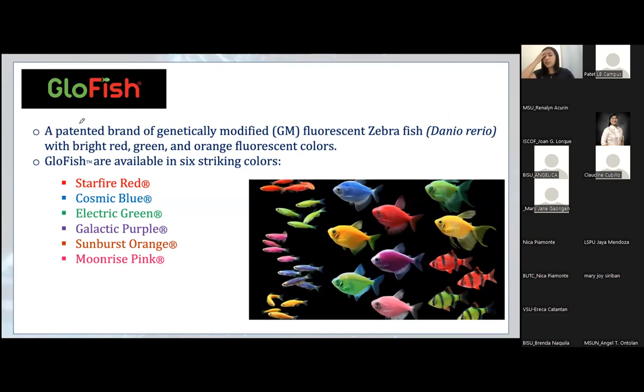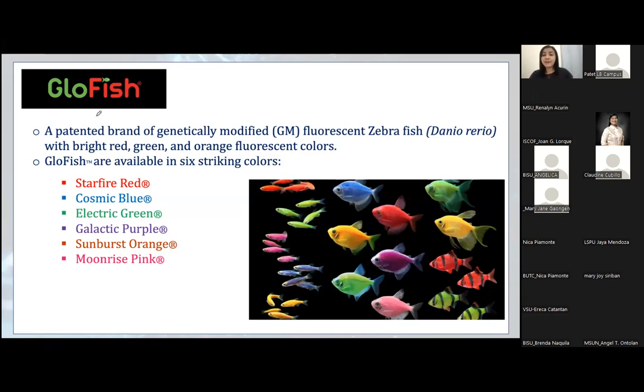Okay. Hindi kayo familiar? Yes? No. So, hati. May mga familiar, merong hindi familiar. Ito ha. Glowfish. O, di ba? This is the first genetically modified pet.